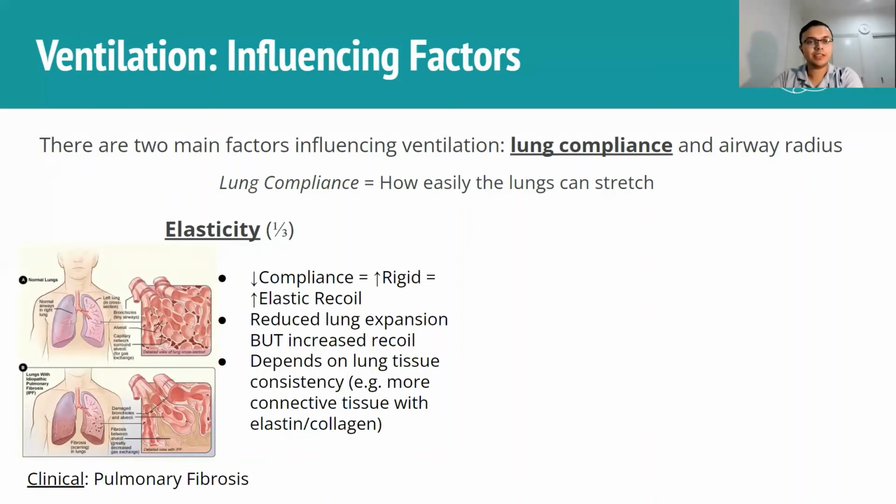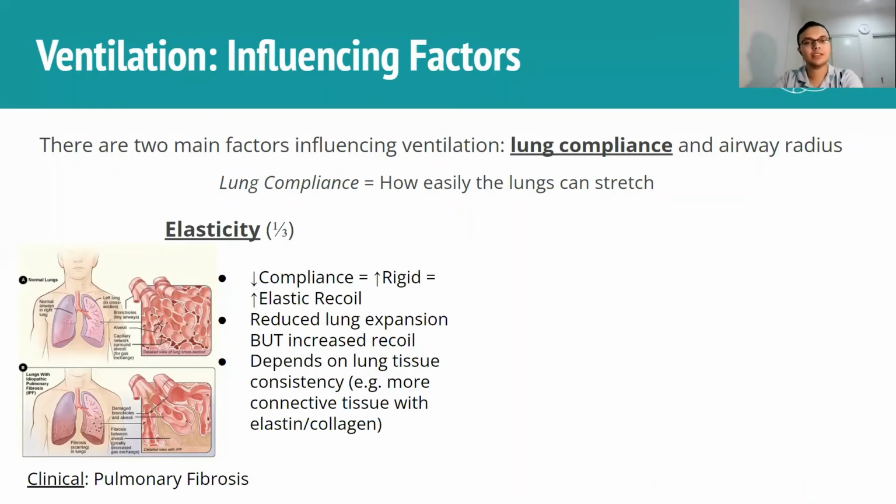So elasticity depends on the lung tissue itself and its consistency. So lung tissue that has more connective tissue in it, so a thicker layer of that, has more elastin and more collagen, and it's going to be less compliant. It's going to want to stretch less. And so you can think of it as being more rigid. So the less compliant something is, the more rigid it is. And that means it's going to have more elastic recoil.